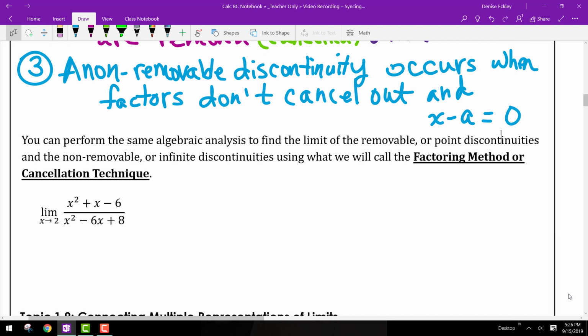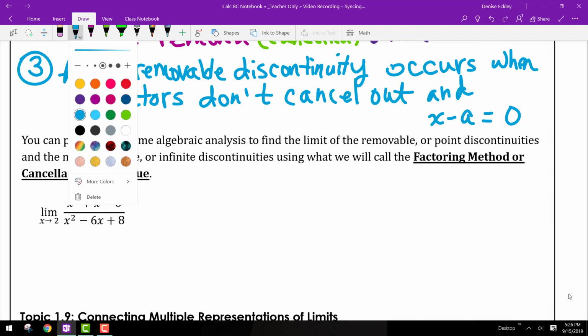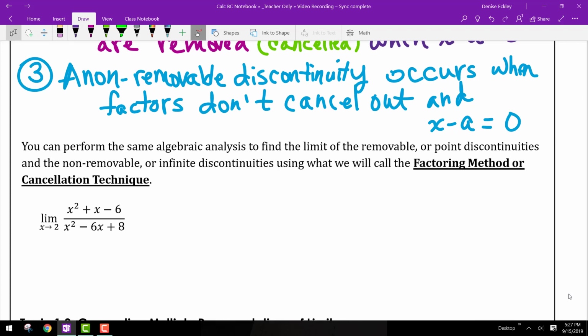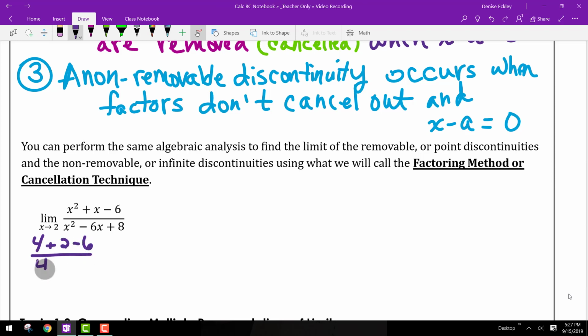So using the limit as x approaches 2 of x squared plus x minus 6 divided by x squared minus 6x plus 8, you should always start. Now, I've already told you where you're going to use the cancellation method, but if you don't know that, you should always start from the point that you're going to do direct substitution. So over here in the corner, I'm going to do that. So if I directly substitute 2 in, I would get 4 plus 2 minus 6 over 4 minus 12 plus 8.